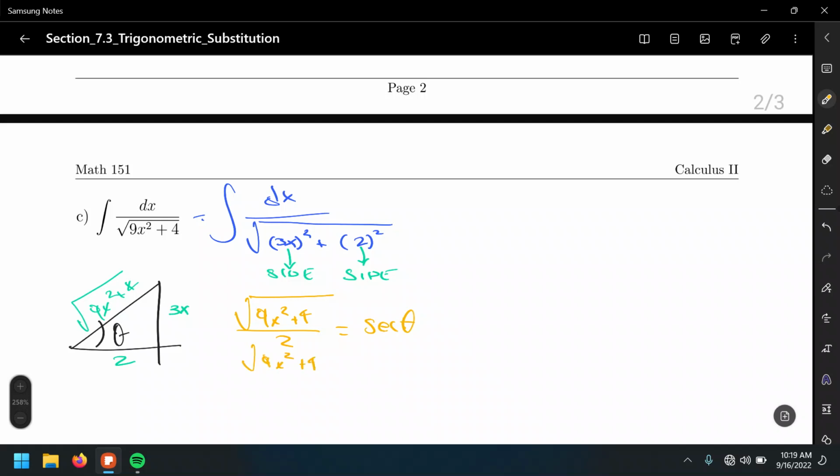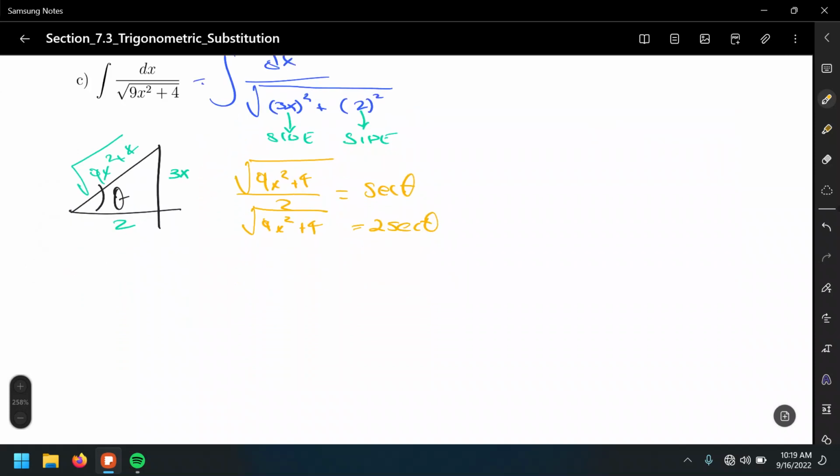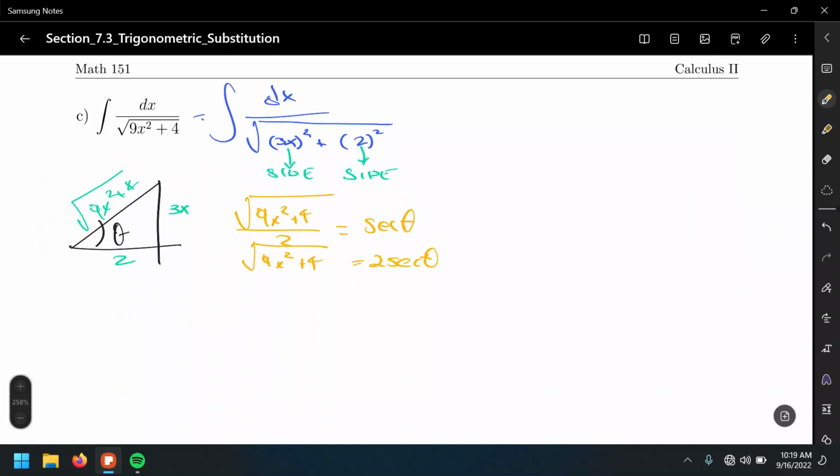9x squared plus 4 equals 2 secant theta. All right. And let's see. Okay, we need an expression to obtain the dx, and the dx again comes from differentiating an x. Well, here we no longer have an x by itself. We have a 3x, but it should work anyway, and I'll show you how it works. However, we can relate the 3x over the radical or the 3x over 2. Which of the two is simplest? 3x over 2. Let's go with that.